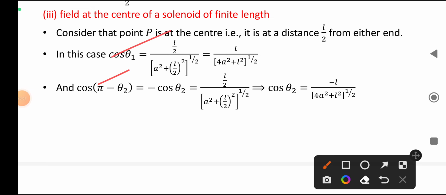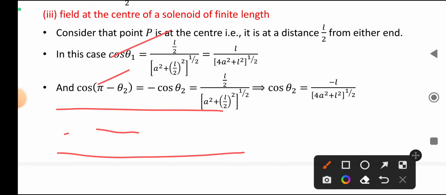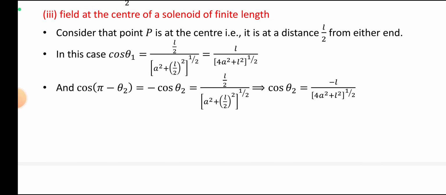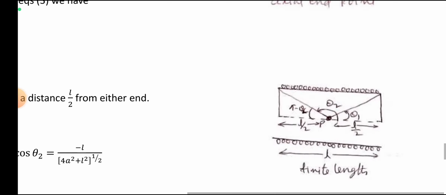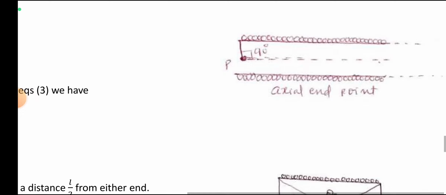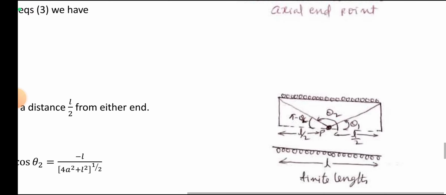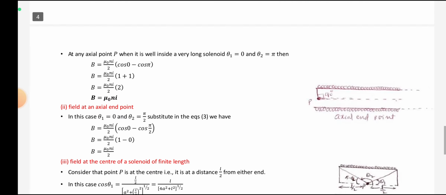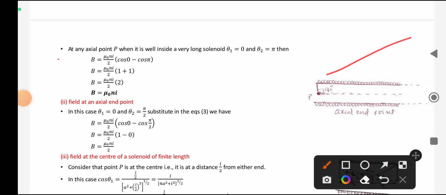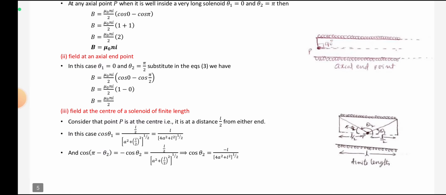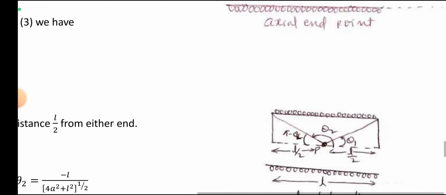Cos theta 1, how did we get it? Once again, see the diagram. So it is the previous diagram. When we keep the point at one end, this angle is 90 and this side angle is 0. So it is for this diagram, and for the third point, see the diagram.